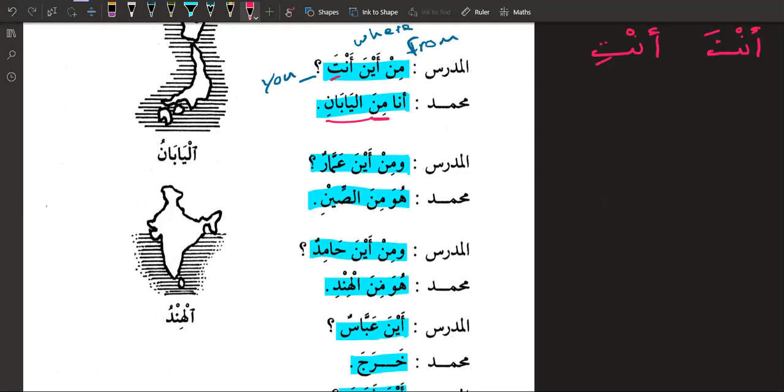So why doesn't this word, aina, take a kasra? It is because this is a question. It's not a noun, really. And it's fixed, so we can't change it. If we said min aini, then we wouldn't understand what the word meant. So aina is fixed. We say mabni.